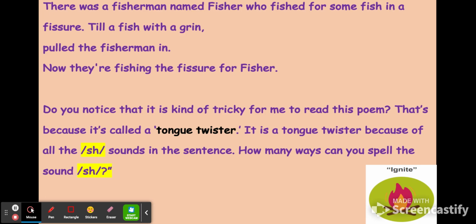Do you notice that it is kind of tricky for me to read this poem? That's because it's called a tongue twister. It is a tongue twister because of all the sh sounds in the sentence. How many ways can you spell the sound sh?